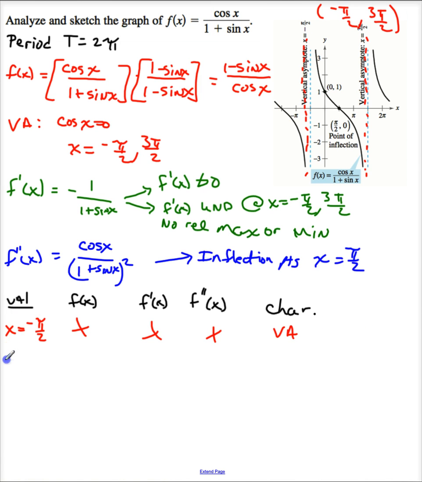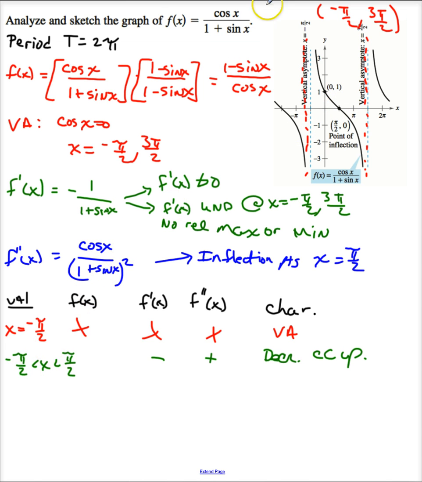Next, let's look at negative pi over 2 less than x less than pi over 2. Let me go to my f prime. In this area between minus pi over 2 and pi over 2, f prime is going to be negative, and f double prime, the denominator is always going to be positive, so I only have to really look at the numerator. That's going to be positive. So I know it is decreasing and concave up. So from negative pi over 2 to pi over 2, it's decreasing and concave up.